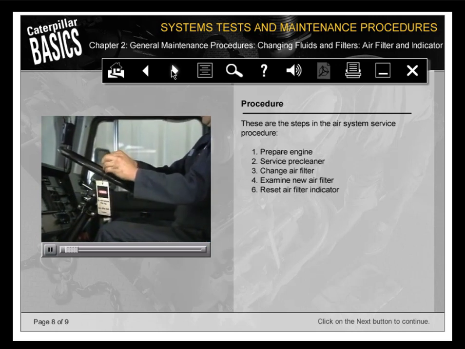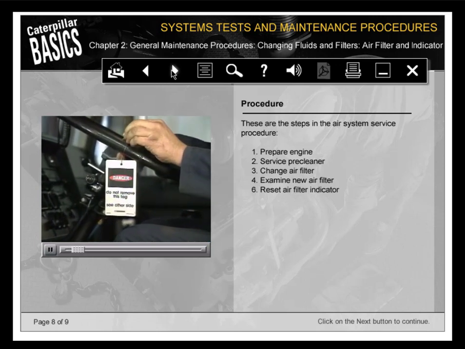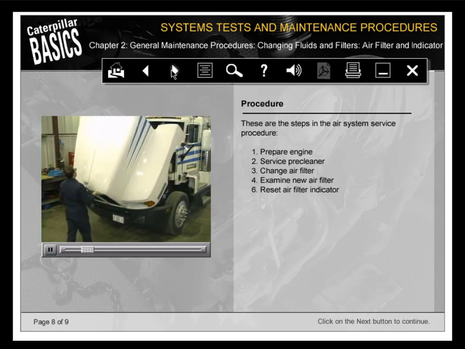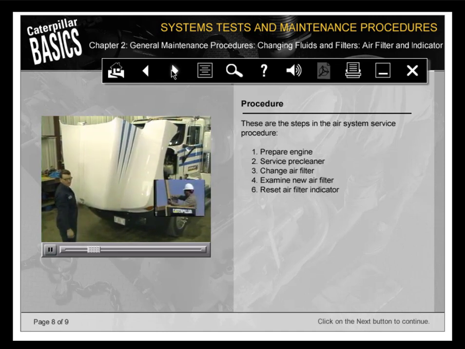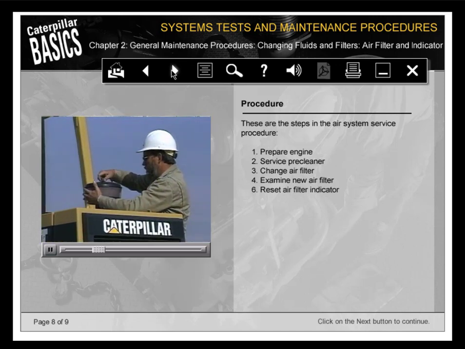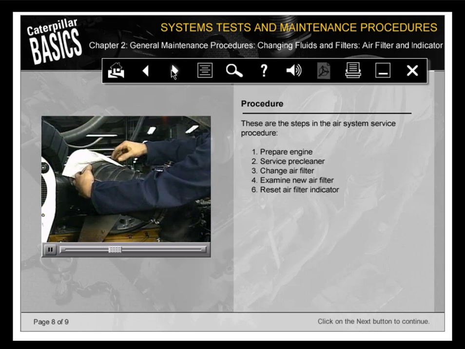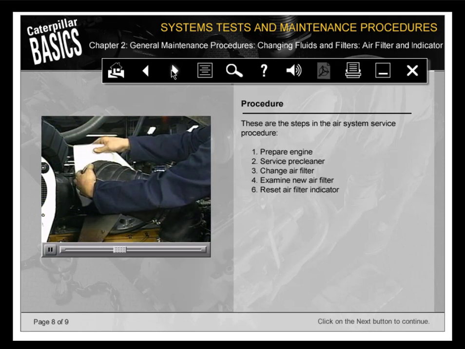Before you service the air system, make sure the engine is off. This is for your own safety and also keeps unfiltered air out of the engine. If there is a pre-cleaner, empty and clean it and the inlet pipe. Unbolt the filter element from the base. Cover the air inlet pipe to keep the interior of the engine clean.